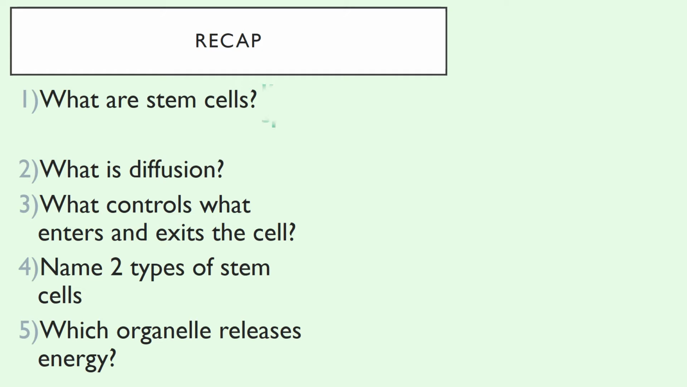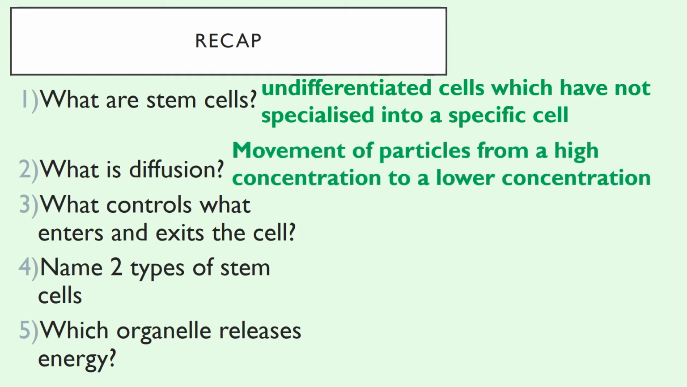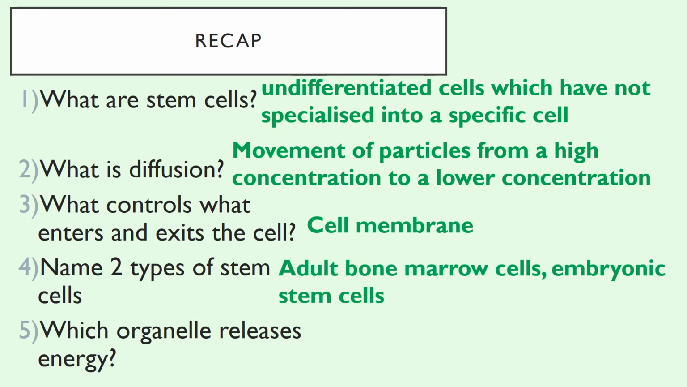So stem cells are undifferentiated cells which have not specialised into a specific cell. Diffusion is the movement of particles from a high concentration to a lower concentration. The organelle which controls what enters and exits the cell is the cell membrane. 2 types of stem cell: we have adult bone marrow cells and embryonic stem cells, and then the organelle which releases energy is your mitochondria.